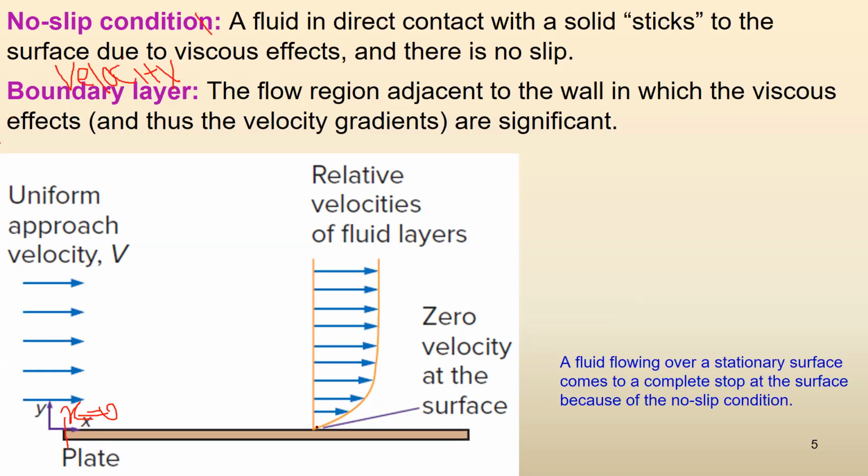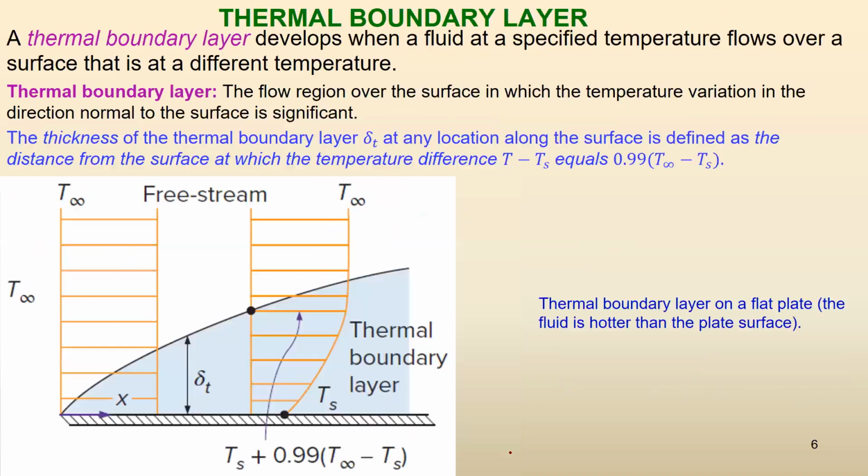This is called velocity distribution, and up to the point where we have velocity change. So it seems like velocity changes up to somewhere in here. At this point, this is the thickness of the boundary layer. And the thickness of the boundary layer increases. Okay, so this is the velocity boundary layer.